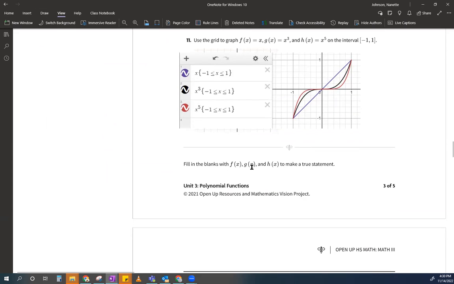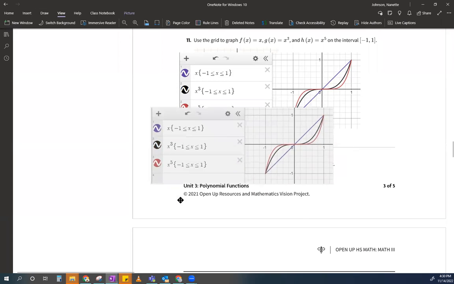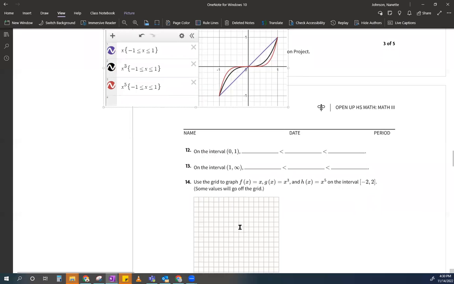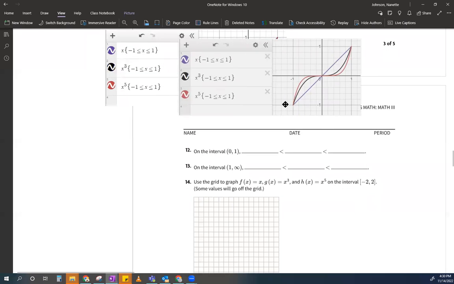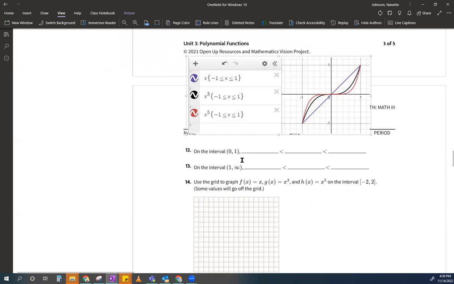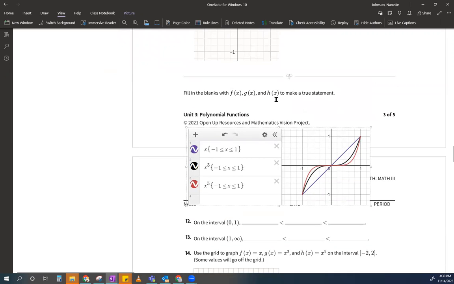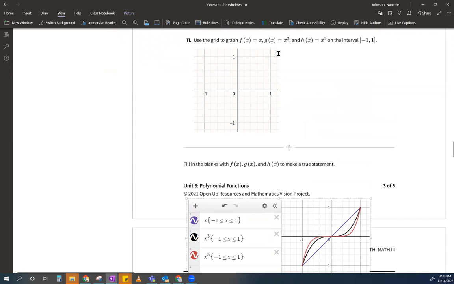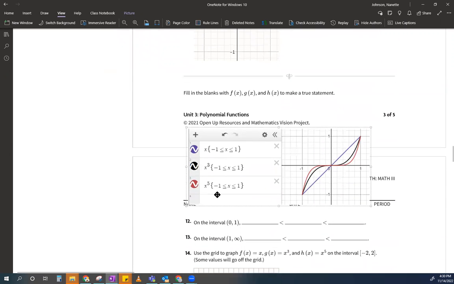And then now it says fill in the blanks with f of x, g of x, or h of x to make the statement true. And I'm going to drag this down here so I don't have to keep scrolling back and forth. Okay, so it says on the interval from 0 to 1, so from here to here, and it told you to fill in the blanks with f of x, g of x, or h of x. In this case, it would be x, g, and h. Okay, so this is in order. So F, G, H, okay.